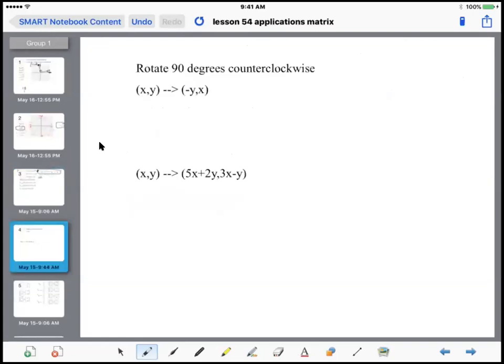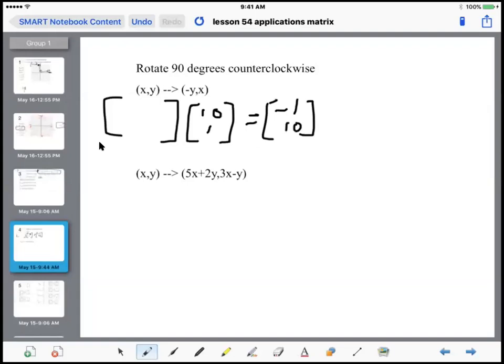Now I want to show you how we can model transformations with matrices. Let's say I take the point (10, 1). We're going to write the point as a 2-by-1 matrix. That's the point (10, 1). And on the left is going to be a 2-by-2 matrix, and we want to get (-1, 10) as the answer.